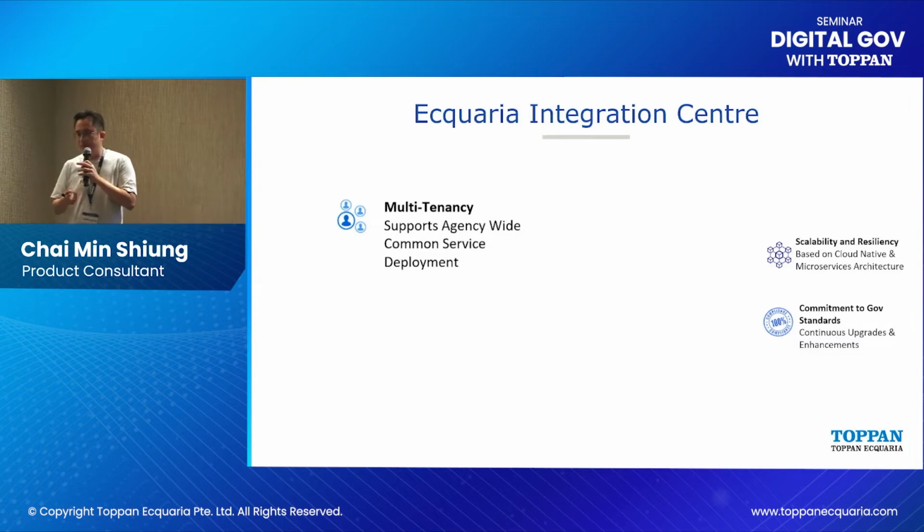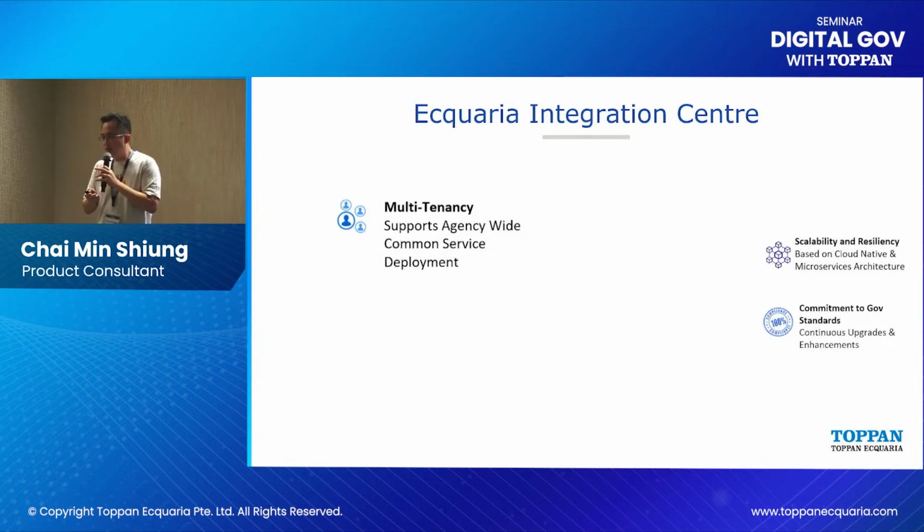To talk more about EIC, I will start by giving you an overview of the key characteristics of EIC. EIC is developed to be multi-tenant. What it means is that it is deployed as an agency-wide service. And for new projects, all you have to do is a simple onboarding to leverage on the common services. It means implement once, all your services can use.